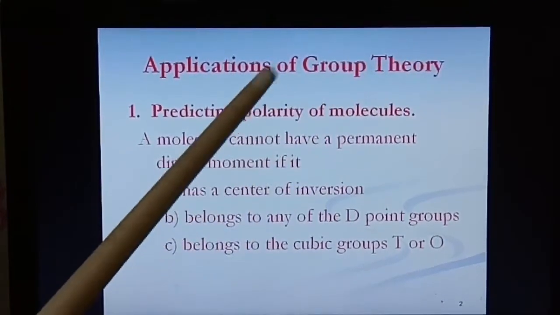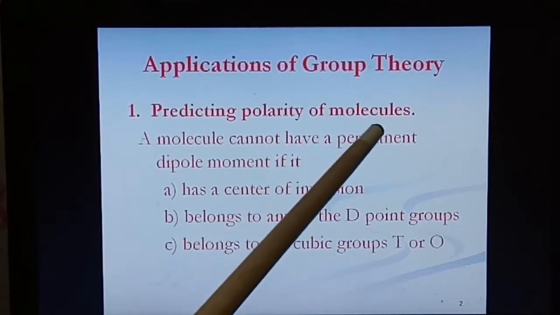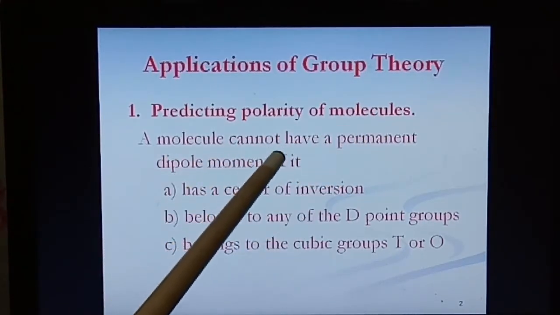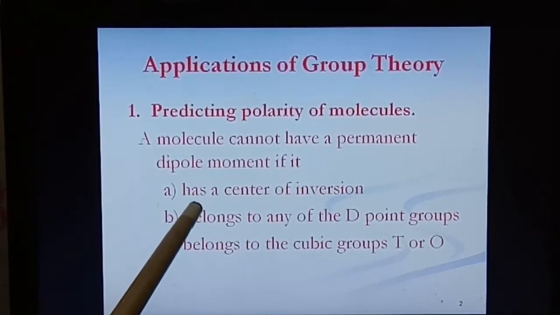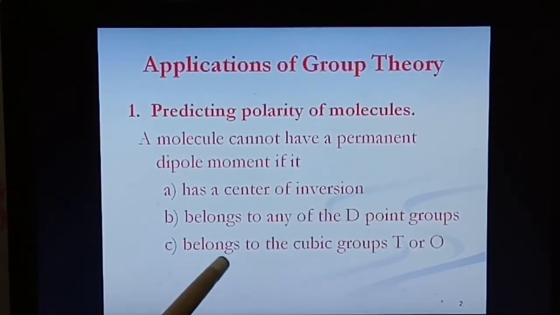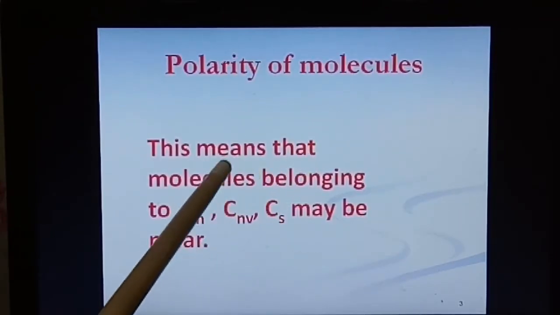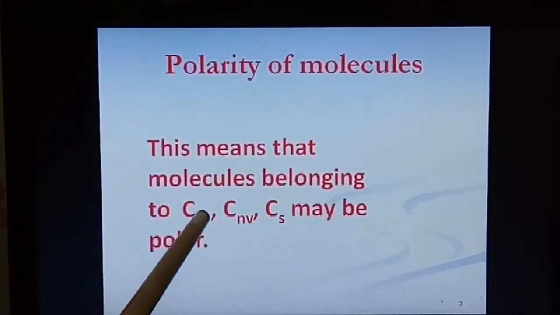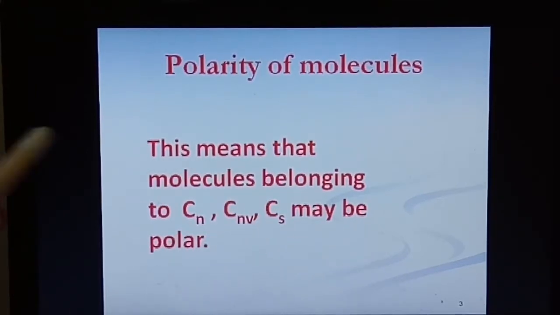Applications of group theory. The first application is predicting the polarity of molecules. A molecule cannot have a permanent dipole moment if it A. has a center of inversion, B. belongs to any of the D point groups, or C. belongs to the cubic groups, that is tetrahedral or octahedral. This means that molecules belonging to Cn, Cnv, Cs may be polar.